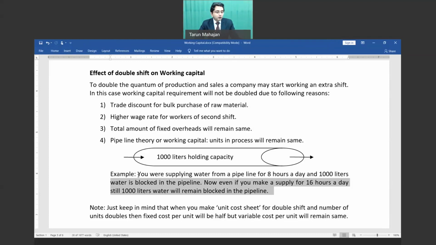You know why? Whatever work is left unfinished by the workers of the first shift will be finished by the workers of the second shift. So the number of units in raw material stock will be doubled as far as quantity is concerned. Finished goods quantity will be doubled, debtors quantity will be doubled, creditors quantity will be doubled. But WIP quantity will remain exactly the same due to the pipeline theory of working capital. And all these things will cause the working capital to be less than double.